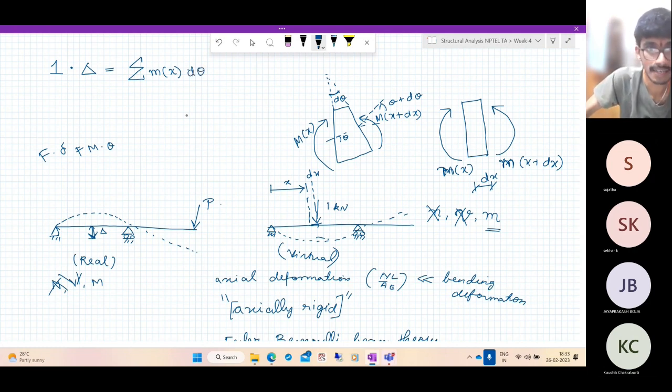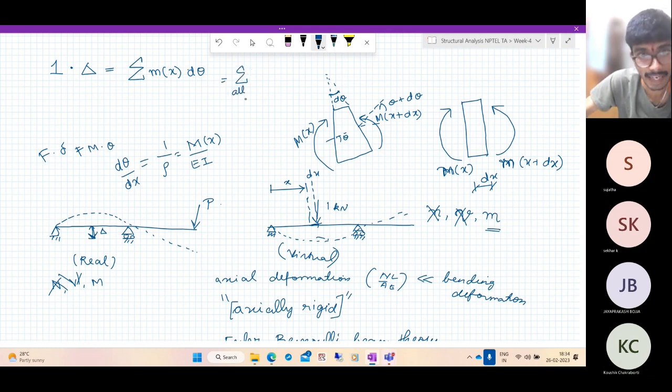But we already know that 1 by rho is equal to M by EI. So this is the real curvature, but what is the real curvature? It is d theta by dx. And this is the real bending moment. So you can write d theta as, you'll get capital M of x by EI into dx. So d theta by dx is this. So d theta is M by EI dx.